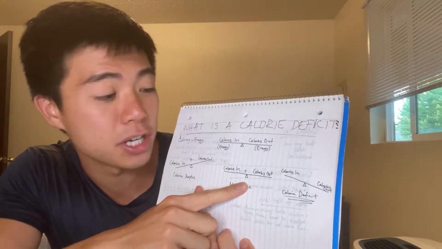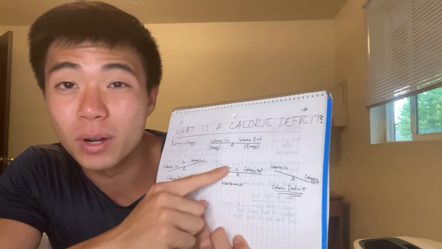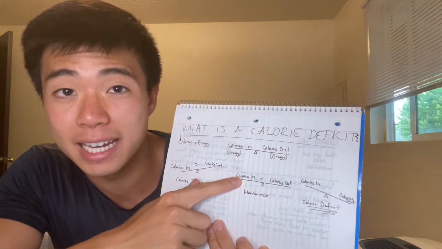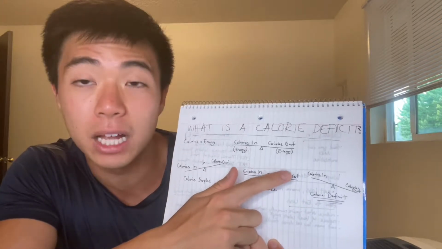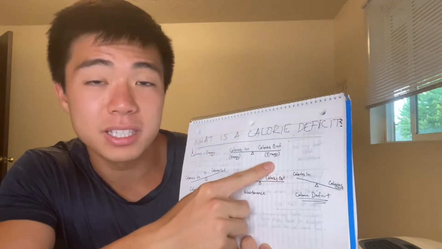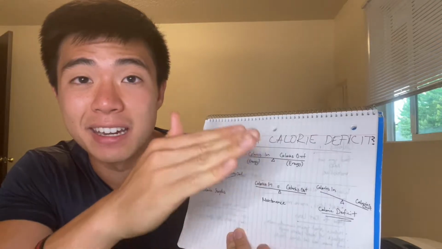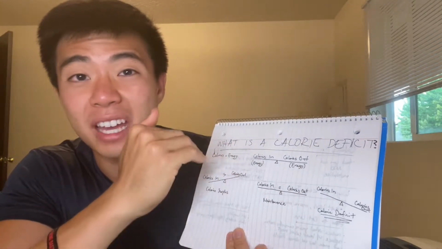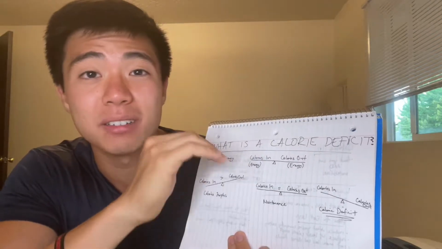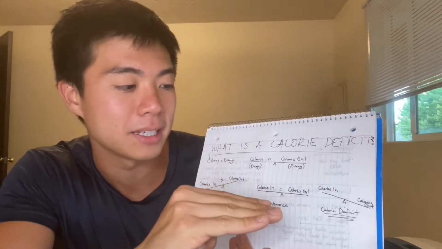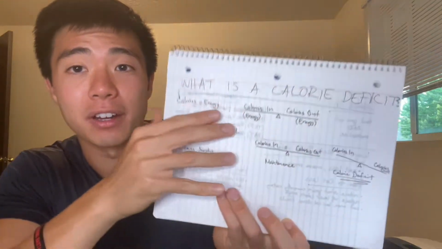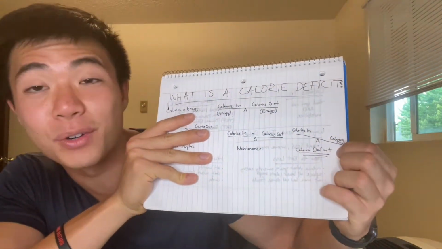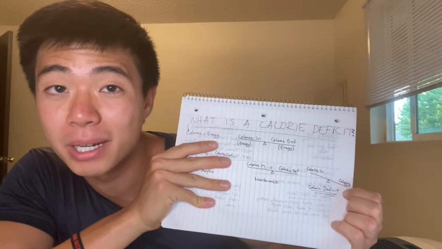The next situation is what is known as maintenance. This is where your calories in are equal to your calories out. When your body is getting the energy it requires, no more and no less, it's going to maintain its weight. It's going to be happy there, just maintaining. And then the last situation here, and you see that I really underlined it because this is the main topic of the video.